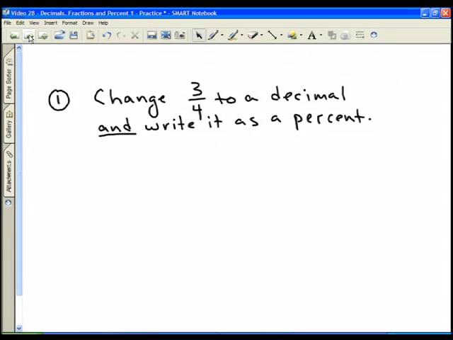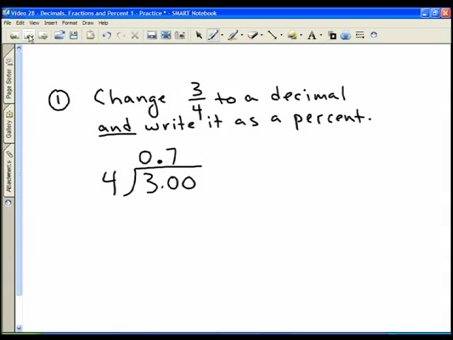Well, in this first one, we're asked to change 3/4 to a decimal and to write it as a percent. So first, to change a fraction to a decimal, we have to do our long division. So we're going to do 4 divided into 3. And we're going to put some placeholders here, put our decimal there. And we know that 4 does not go into 3 evenly because 3 is smaller than 4. So now we need to figure out how many whole times does 4 go into 30?